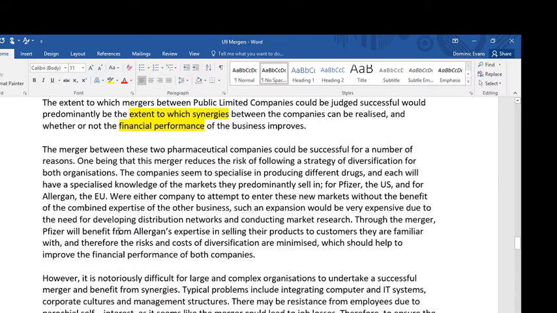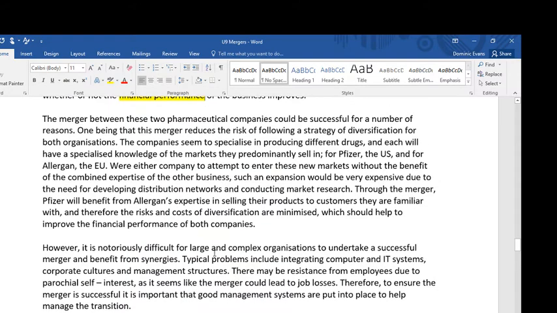Through the merger, Pfizer will benefit from Allergan's experience in selling their products to customers they are familiar with, and therefore the risks and costs of diversification are minimised, which should help to improve the financial performance of both companies. So what I've tried to do here is explain how synergies reduce the risk of diversification. Although I've not mentioned Ansoff, I've tried to bring it in here. Ansoff's model was, of course, about the risk of undertaking different strategies in terms of selling new products, and I've said here that the merger should reduce the risk of diversification, and I've tried to link that back to financial performance.